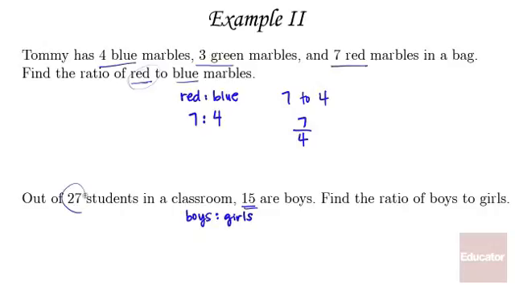But I know that if there's 27 students total and 15 are boys, then the rest of the students have to be girls, right? So I have to subtract 27 students minus 15. I'm going to get 12. That means I know that 15 are boys and 12 are girls. So the ratio of boys to girls would be 15 to 12, or 15 over 12.